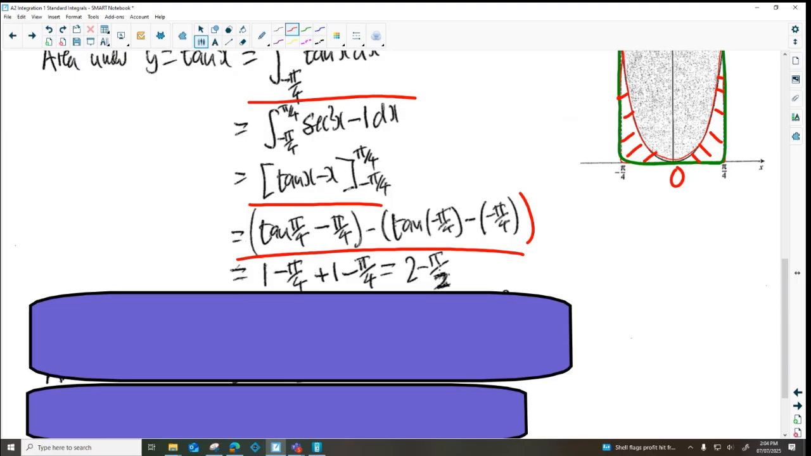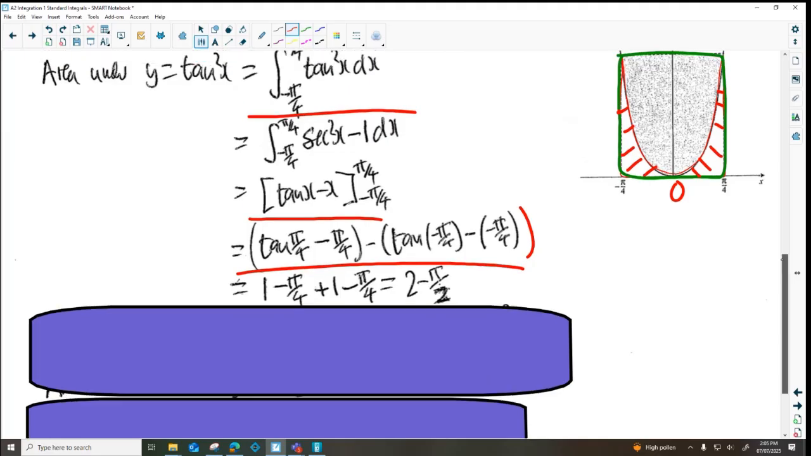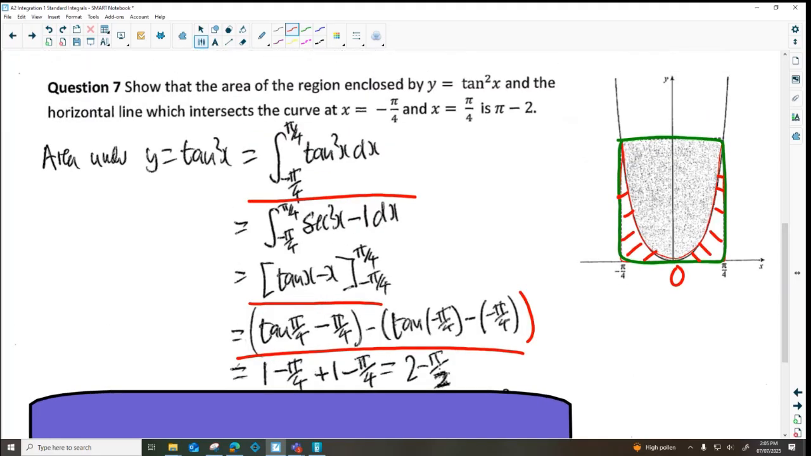If you simplify, your calculator will happily tell you that tan pi over 4 is 1, and that tan of minus pi over 4 is minus 1. You get 1 minus pi over 4 plus 1 minus pi over 4. If you collect like terms, that's 2 take away pi over 2. Now, to get the shaded area, I've got to subtract it from this green rectangle. The base of the rectangle goes from minus pi over 4 to pi over 4. So that's 2 lots of pi over 4, that's pi over 2.